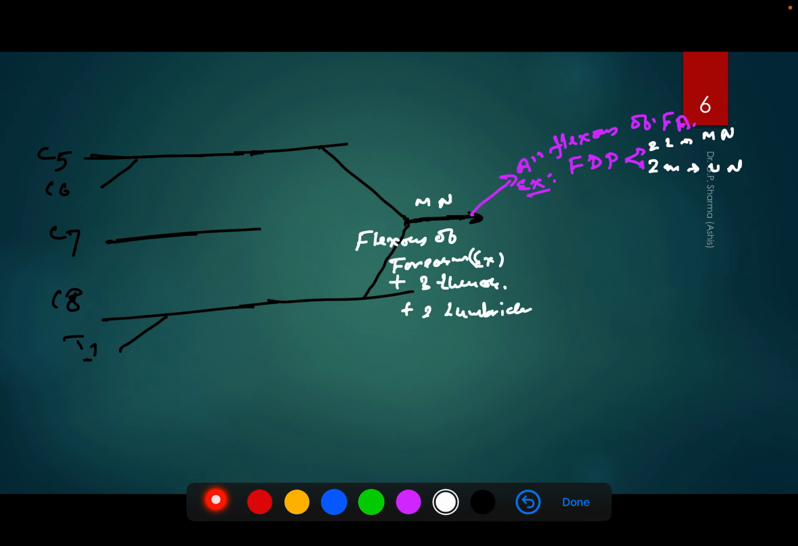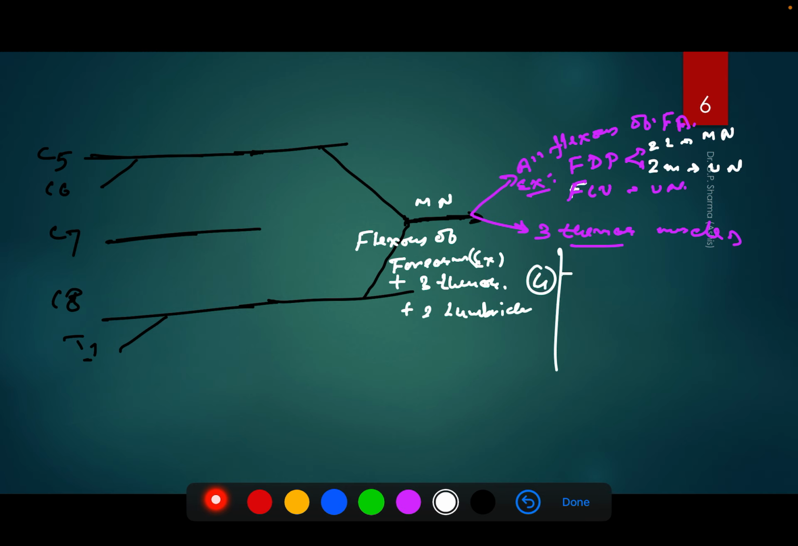So this is FDP. Another exception is FCU, flexor carpi ulnaris, that is supplied by the ulnar nerve, as we just discussed. So these are the muscles supplied by the median nerve in the forearm, right? And it also supplies, we said, 3 muscles in the thenar eminence. So 3 thenar muscles. We said the thenar muscles are 4, right?